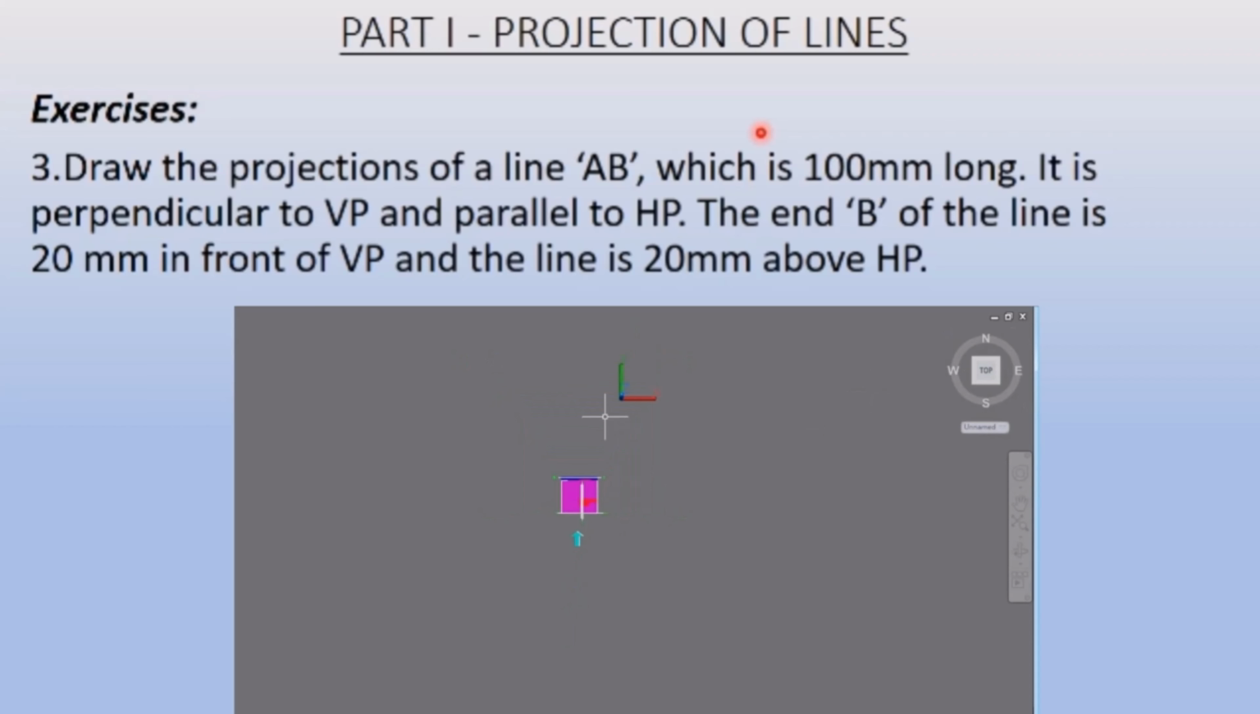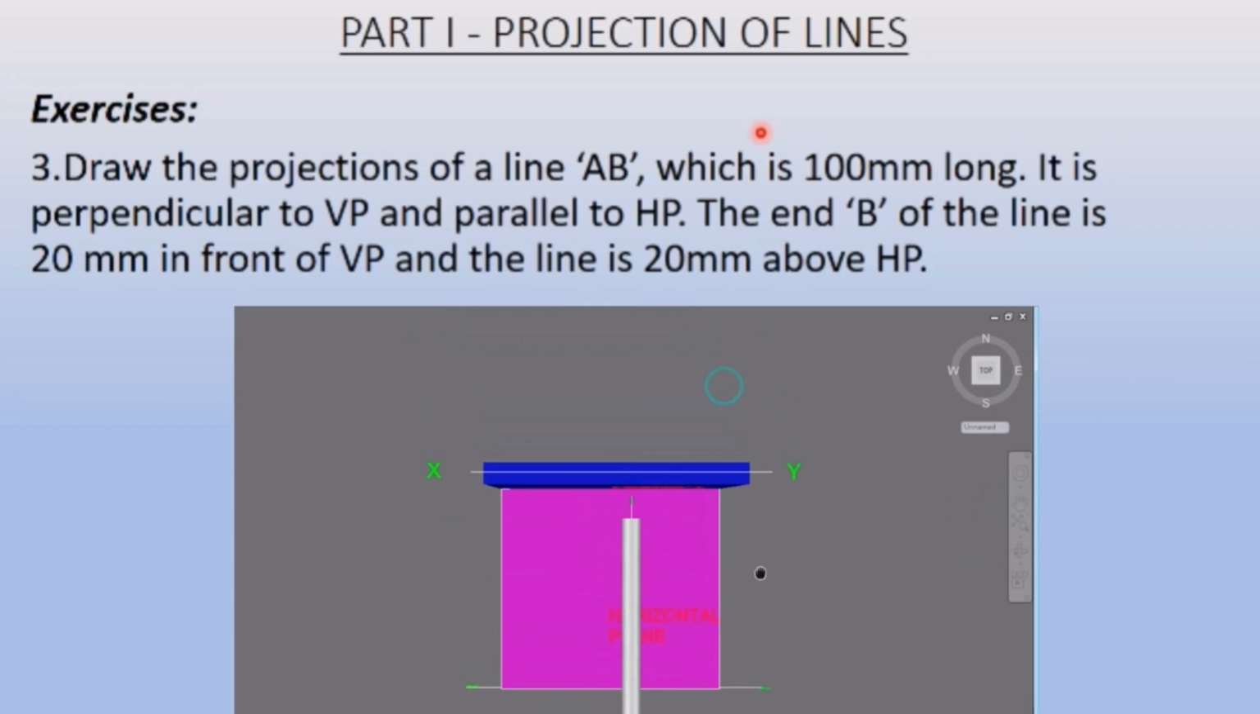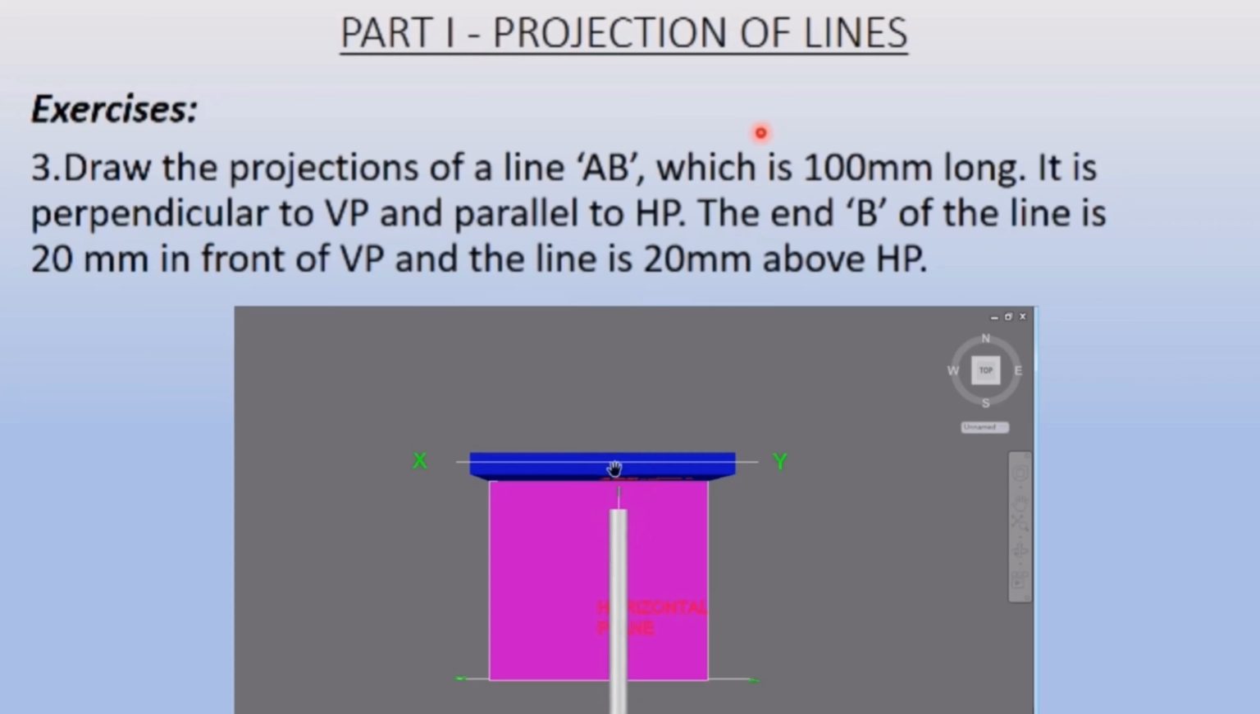When you view it from the top, you see that it is 20 mm in front of VP, right? You see the gap between the vertical plane and the starting of this line, the point B, is given in the question as 20 mm. So while we draw the top view of this line, we will draw a straight line and we will take a distance 20 mm from the XY line. So now we will see how to draw this.